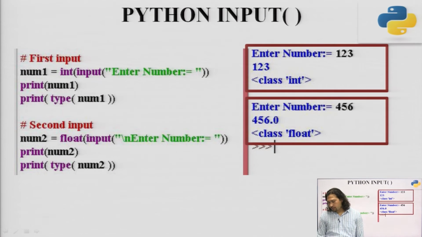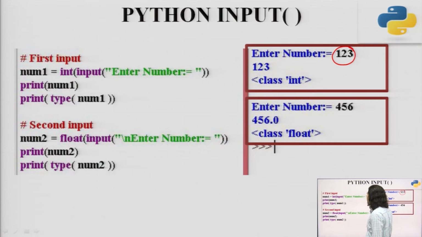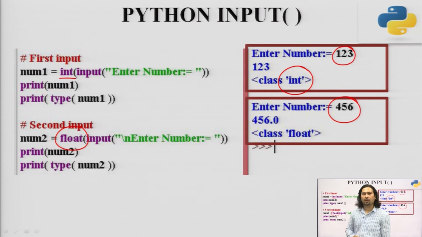Now, look at the output of this program. Here we have input the number 123, but the constructor here is int. So, the class is int, that means this number is converted into an int value. In the second example, we are using the float constructor, and here the value is 456, which belongs to the float data type. You know about the float data type: whenever a number includes a decimal part, it is referred to as the float data type. So, you can see that the input function by default takes the string data type, but you can modify it into the respective data type.